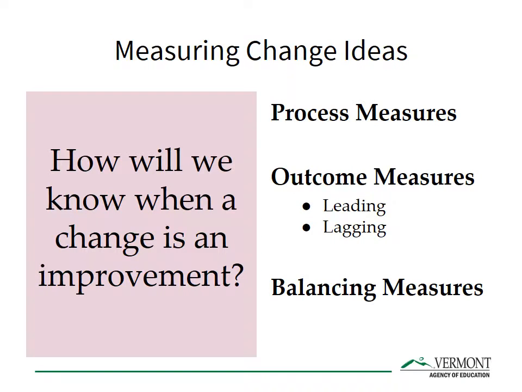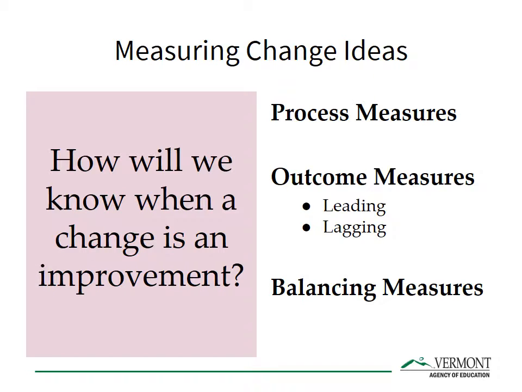The final question of continuous improvement asks, how will we know when a change is an improvement? You have to be able to measure that there was a change and if that change had any impact on getting closer to reaching your goal. There are different types of measures that can help you determine that. Process measures are used to measure how well the change idea was implemented. For example, doing walkthrough observations to observe how a specific learning strategy is being implemented.